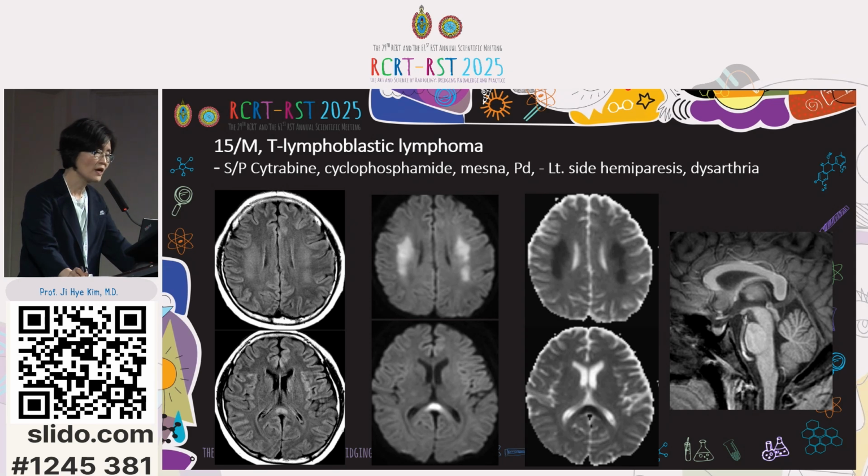Very similar findings of white matter regions are seen in this patient who received a regimen that included cytarabine. And we can also see the splenium lesions with a strong diffusion restriction.